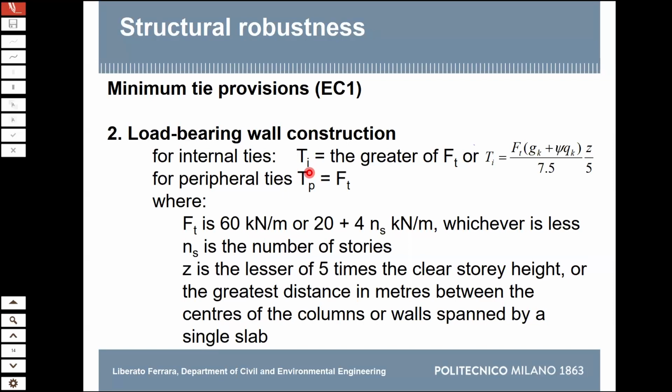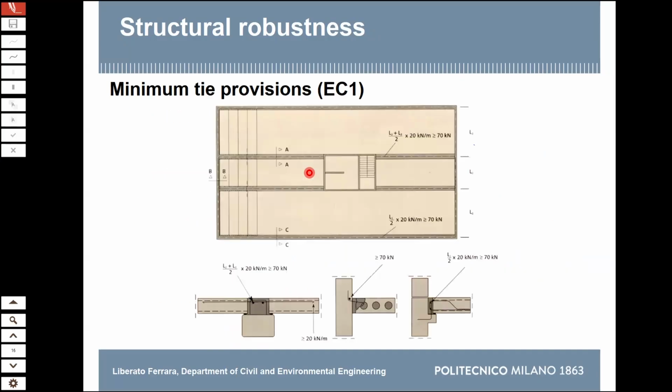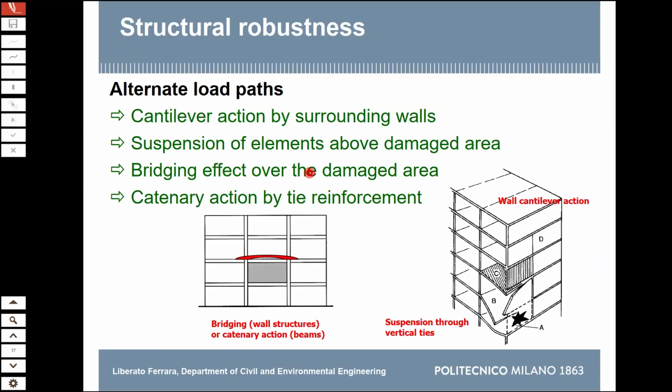You have load-bearing wall construction. Also in this case, you see there is a permanent load and gravity loads, and this is the number of stories. Now I will go into it, because this is just minimum tie provision. If you provide minimum tie, you don't go into that. What you can also do is you make the alternate load path, which is not exactly progressive collapse. Progressive collapse is the most refined method of analysis.